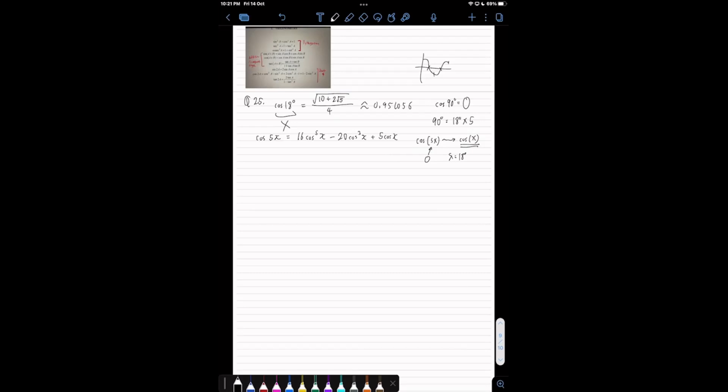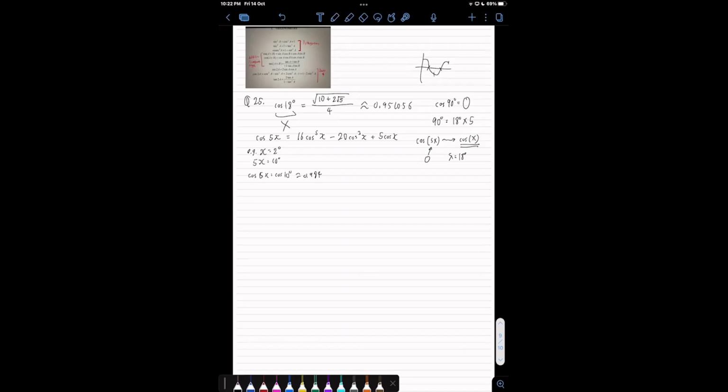Okay? You want to verify that? Let's try x equals 2 degrees. Then 5x will be 10 degrees, right? Try typing cosine 10 degrees. What do you get? I get 0.9848. Okay, good. So cosine 5x, which is cosine 10 degrees, is approximately 0.984.